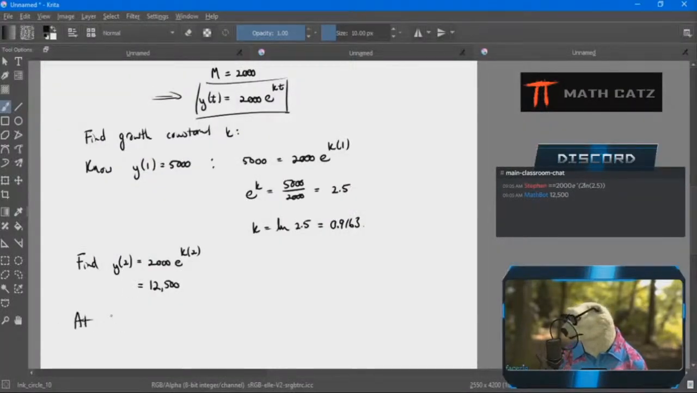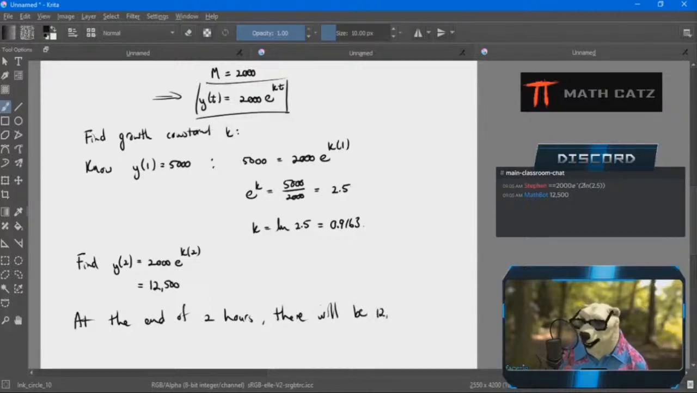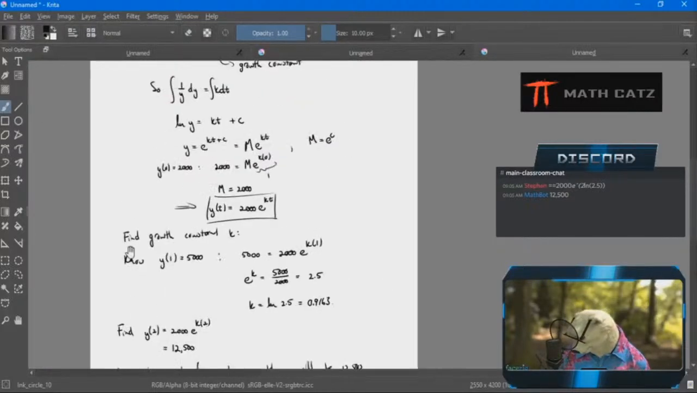At the end of 2 hours, there will be 12,500 bacteria. Sorry, my zeros are a little flat sometimes. And there we go. Let's zoom out.